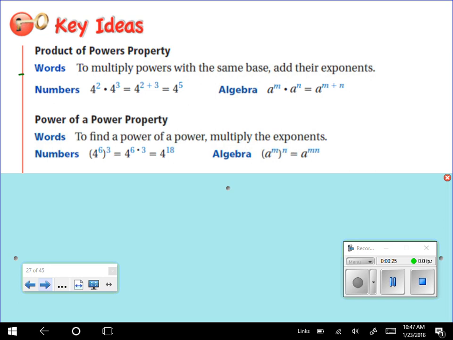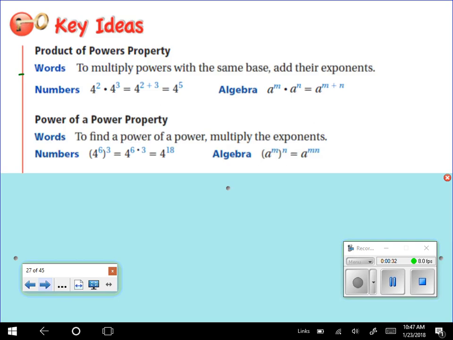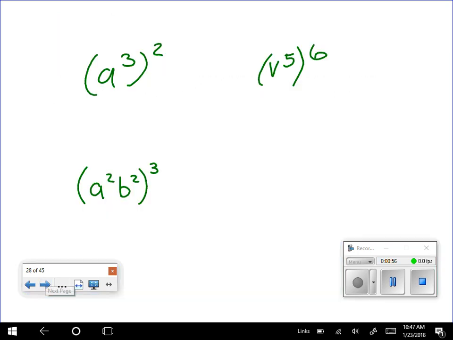So product of powers. Notice now we're looking at powers of products and how that kind of flip-flops. But when we multiply powers with the same base, we add their exponents. So we did that first. And while that's pretty easy by itself, as we start to add in some more of these properties, things can get a little trickier. And then we talked about power of a power, where if you raise something to a power, we're going to multiply our exponents. So just a couple examples of those just to review.